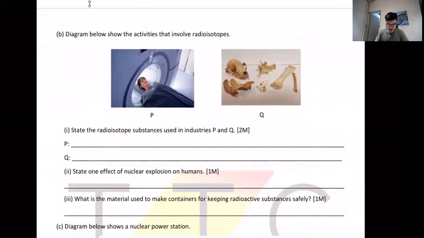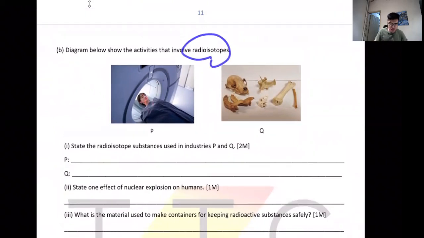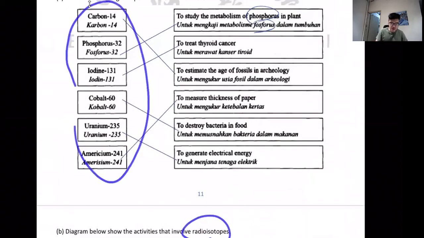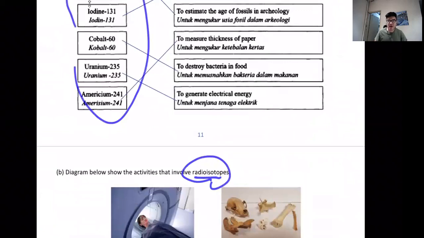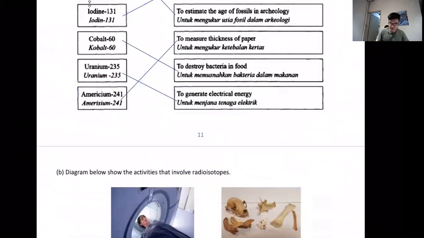So the diagram below shows the activities that involve radioisotope. What is radioisotope? All those things we have learned are radioisotopes. Why do we call it radioisotope instead of isotope? You see, carbon, you have carbon 12, carbon 13, and carbon 14. These are all isotopes, but carbon 14 is a radioisotope, because it is radioactive. Not all isotopes are radioactive, but those that are radioactive, we call radioisotope.